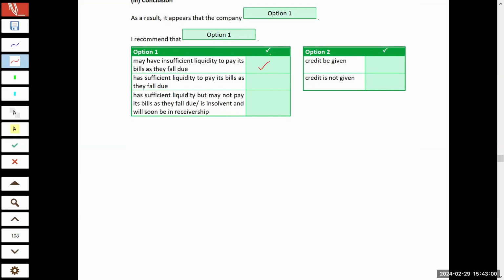And finally, would we give them credit? Well, again, I'd look at this and say literally everything looks to be worse. I'm not going to give them credit. And that's it. That is a full work through of task 2. Lots of different things to deal with, all computer marked again. Lots of calculations and lots of good marks to pick up here as well.